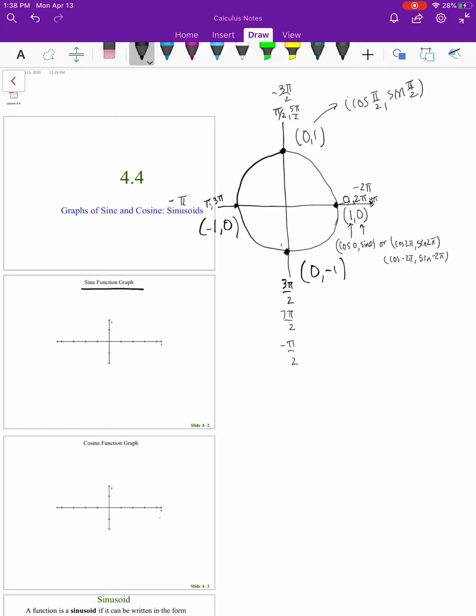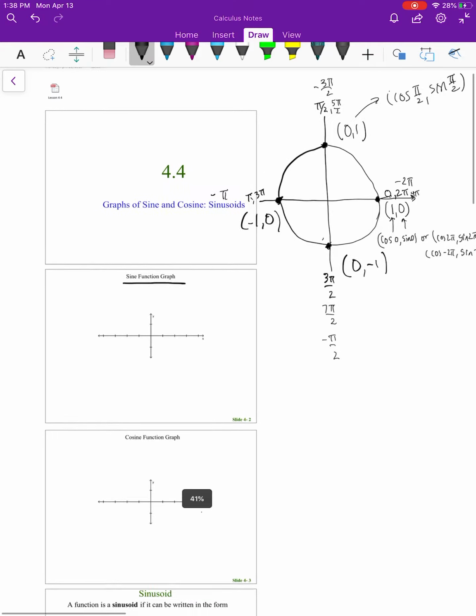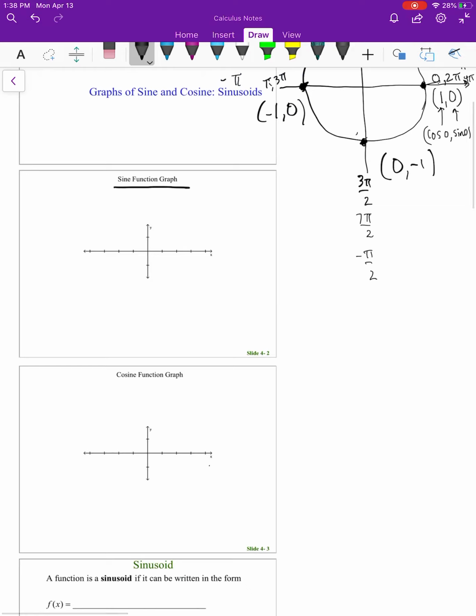So I want you to be using that because we're going to be asking you to graph these without a calculator. So if you're graphing them without a calculator, you're not going to be able to ask the calculator what the cosine of negative pi is. You're going to have to remember that negative pi coincides with this point right here, and so cosine would be negative 1. So now we're going to use that to make a chart and sketch the sine function.